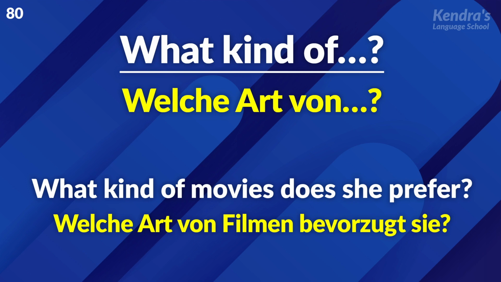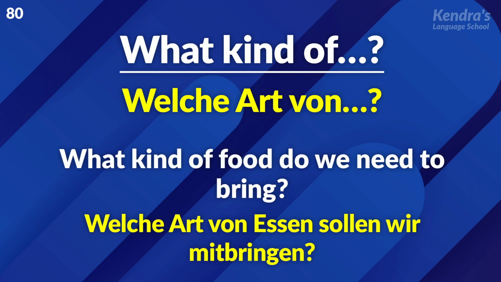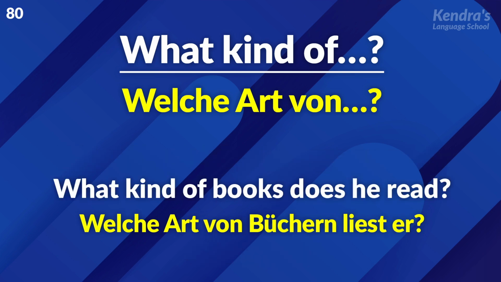Welche Art von Filmen bevorzugt sie? What kind of movies does she prefer? Welche Art von Essen sollen wir mitbringen? What kind of food do we need to bring? Welche Art von Büchern liest er? What kind of books does he read?